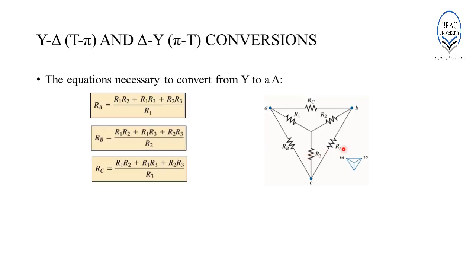So, when we determine RA, the resistor in the Y configuration which is opposite to RA is R1. Hence, the denominator is R1. When we determine RB, the resistance in the Y configuration opposite to RB is R2. Thus, we divide the numerator with R2. When we determine RC, the resistor in the Y configuration opposite to RC is R3. Hence, we divide the numerator with R3.